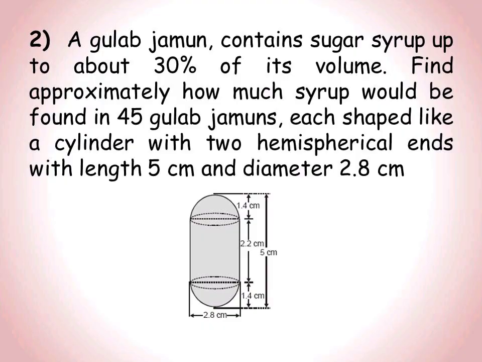Second question. A gulab jamun contains sugar syrup up to about 30% of its volume. Find approximately how much syrup would be found in 45 gulab jamuns, each shaped like a cylinder with two hemispherical ends with length 5 centimeters and diameter 2.8 centimeters.